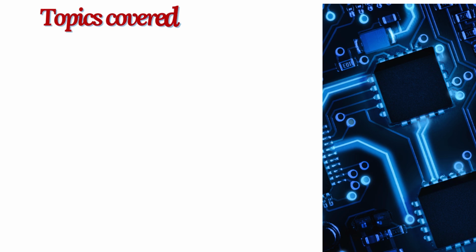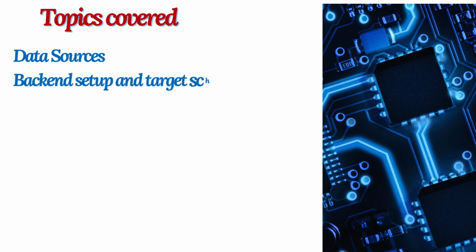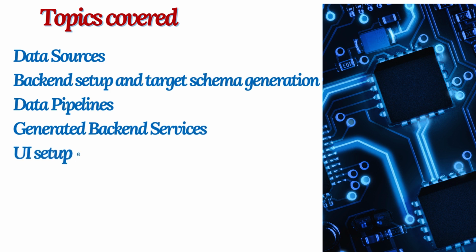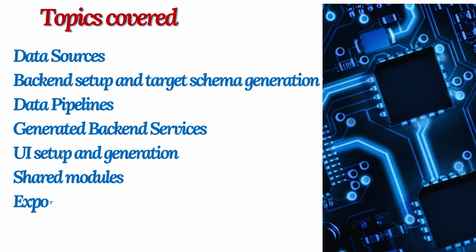Topics covered in this walkthrough are data sources, backend setup and target schema generation, data pipelines to move data from source to target with ETL components, generated backend services for the UI to consume, UI setup and generation, shared modules such as rules, users, workflows and reporting, and finally export and import along with AI Assist to enable quick new setups using this implementation as a reference.